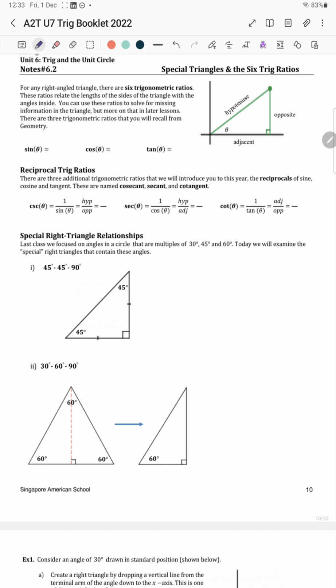For any right angle triangle, there are six trigonometric ratios. These ratios relate the lengths of the sides of the triangle with the angles inside it. You can use these ratios to solve for missing information in the triangle, but more on that in later sessions.